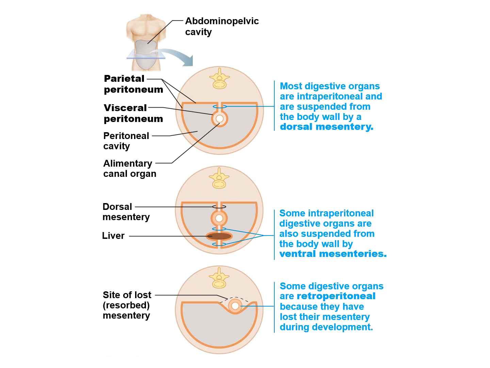cross section. So most of your digestive organs are intraperitoneal, meaning they're inside of the peritoneal cavity, inside of those membranes, and they're suspended by the dorsal mesentery, which is the tissue that's kind of keeping them in place. There's some intraperitoneal organs that are also suspended from the body wall by the ventral mesenteries, so that they're also suspended in the front. And then there are some digestive organs that are retroperitoneal, that they're not part of that cavity, that sac anymore. They're actually behind it.